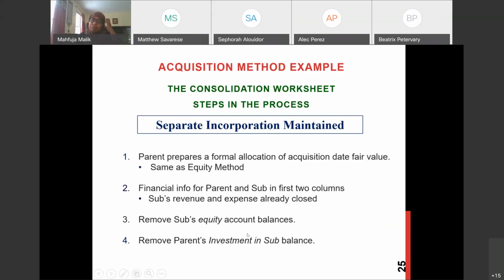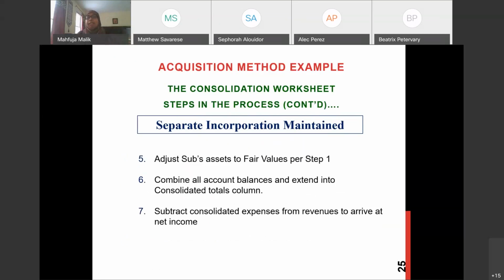And I told you initially we will start as an investment, but we cannot show both. Sacred Heart could not show both investment in West Campus, 35 million, as an asset, plus all those assets. They cannot show both. So we have to remove the investment part, and then rather we will show the subsidiary's assets and liabilities, and we will add those to our items.